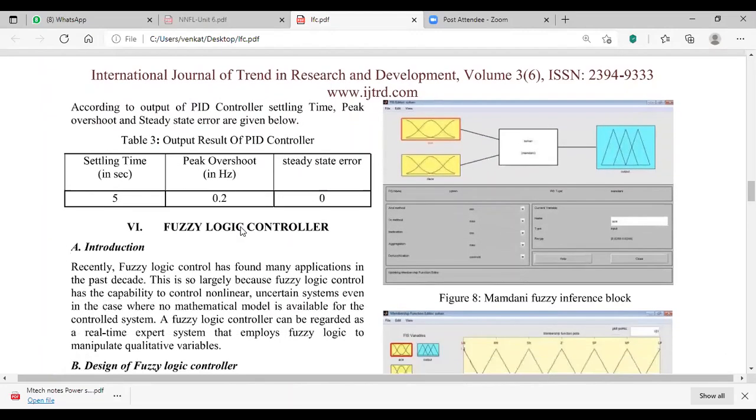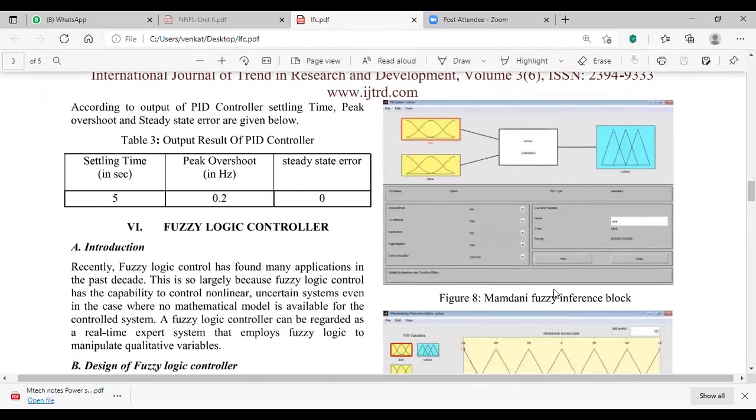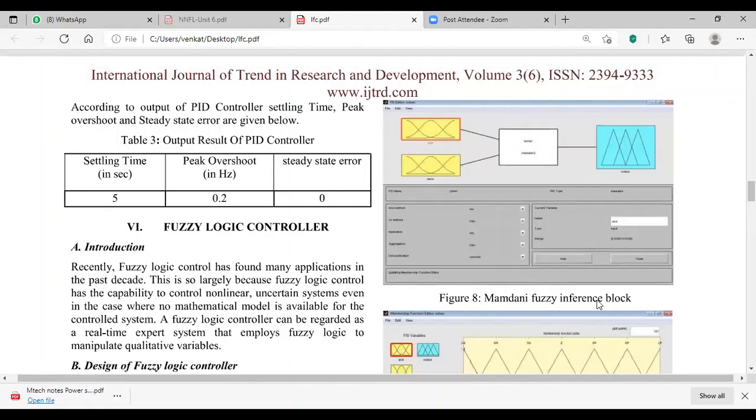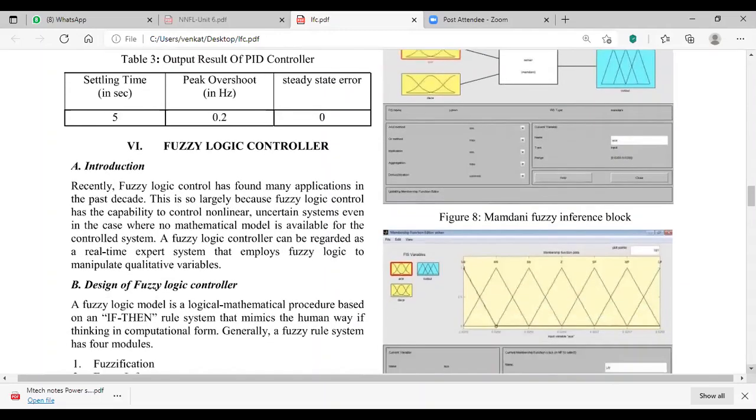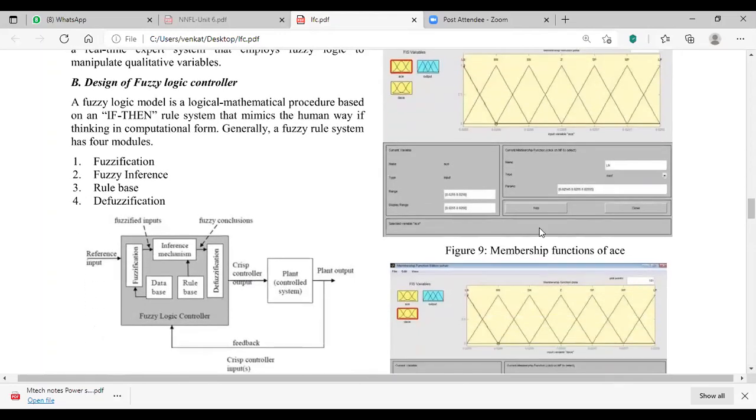Coming to the fuzzy inference system, you are considering the Mamdani fuzzy inference system, rule based, where you are framing the rules. In the Mamdani you have two antecedents and one consequent. These blocks are directly available in your simulation model in MATLAB. The fuzzy inference blocks and membership functions are available. As per your requirement, you need to change these parameters.